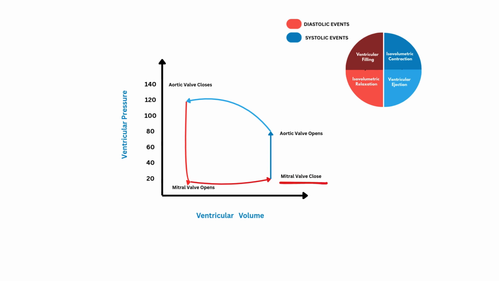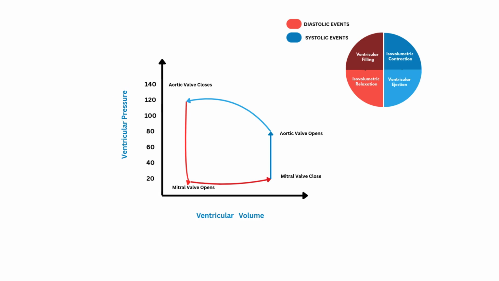The mitral valve snaps shut. This is where you hear the S1 sound, which is the closure of the mitral valve and the tricuspid valve together. So the myocardium of the ventricle begins to contract and squeeze. As such, pressure skyrockets within the chamber.